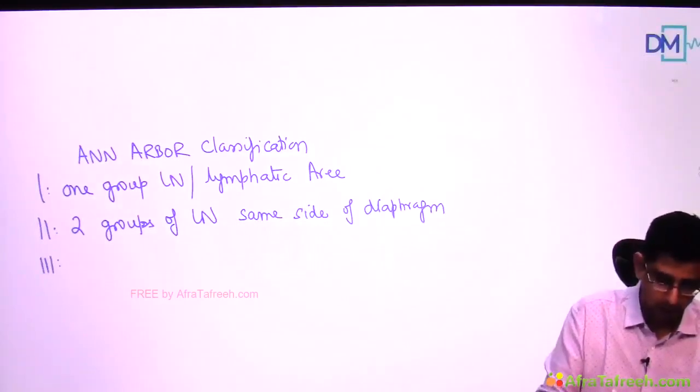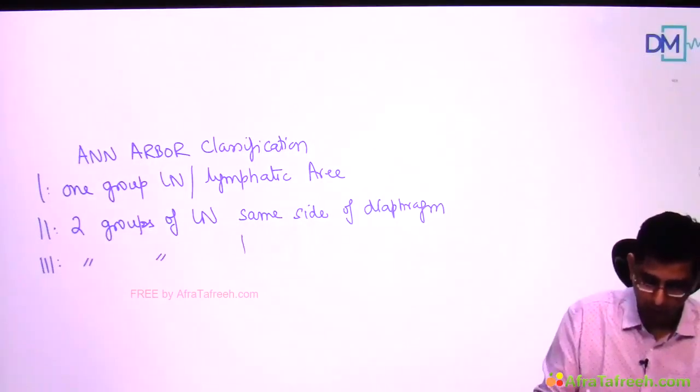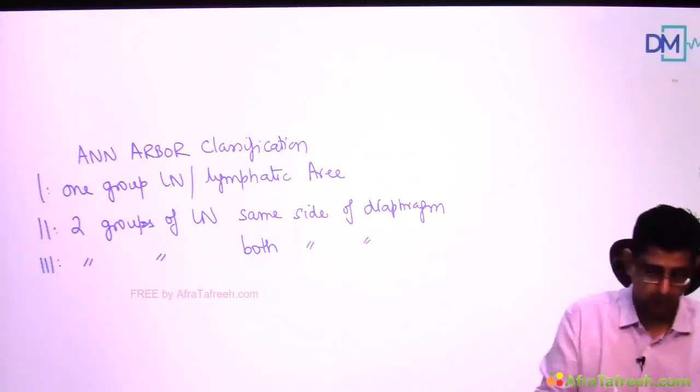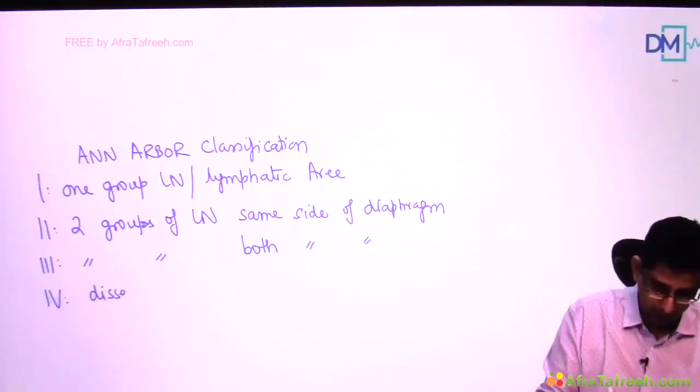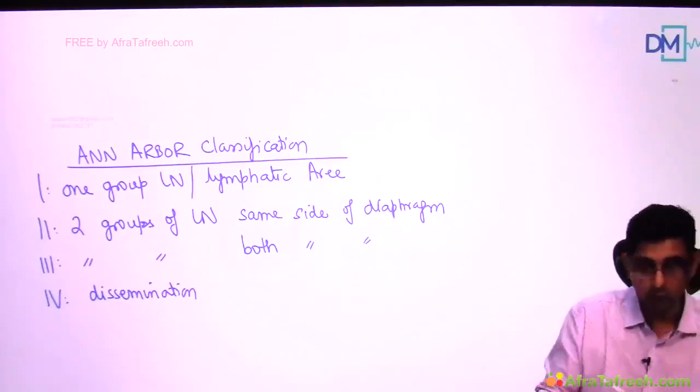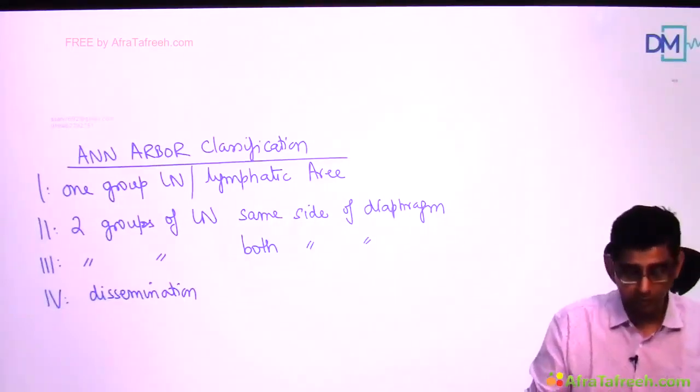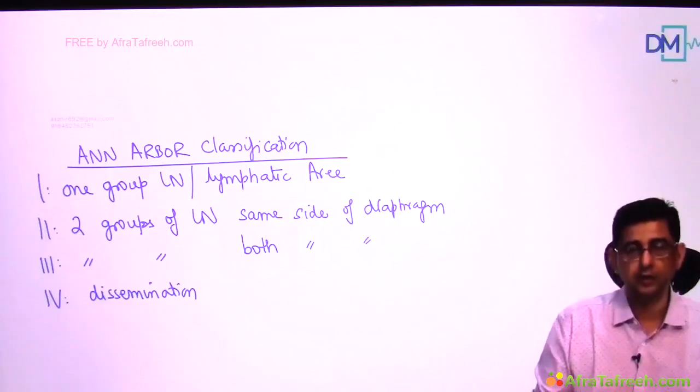For stage 3, there would be groups of lymph nodes involved on both sides of the diaphragm, that is, above and below the diaphragm. And if there is dissemination and multiple groups of lymph nodes are involved, then we will say the patient has stage 4 Ann Arbor classification. So this classification is just on clinical grounds.